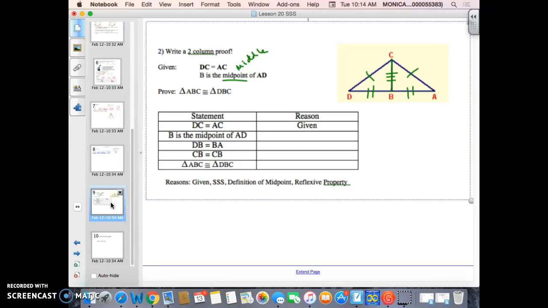So let's look at what we have. First, DC equals AC. That was given information. And then we've got B is the midpoint of AD. You always want to get your givens out first. That was given. Now it says that DB is congruent to BA. We know this because B was a midpoint, so here we're going to say definition of midpoint.